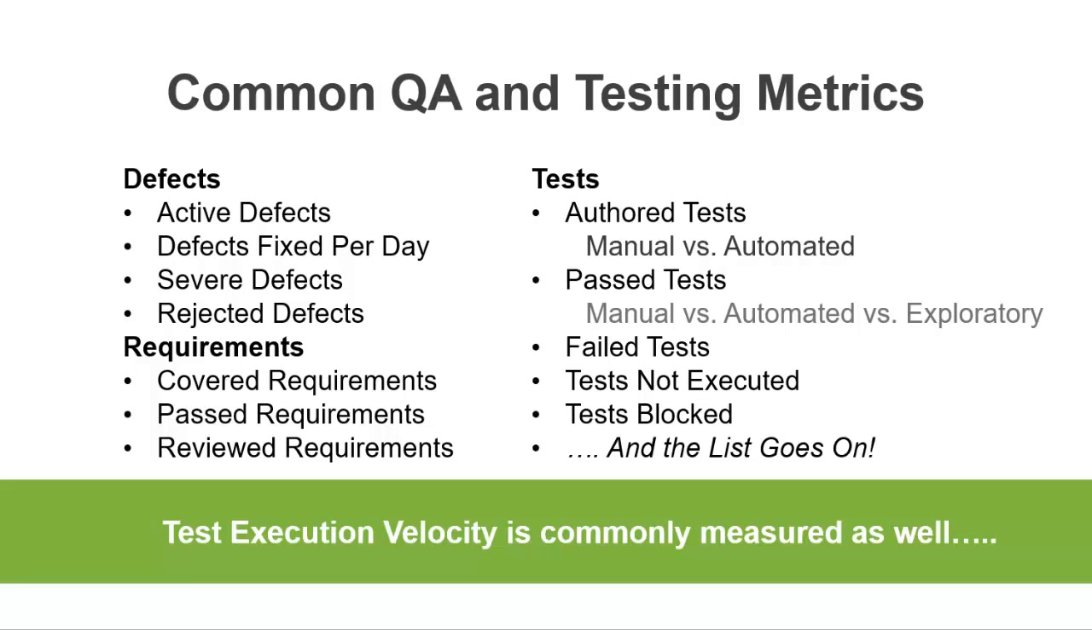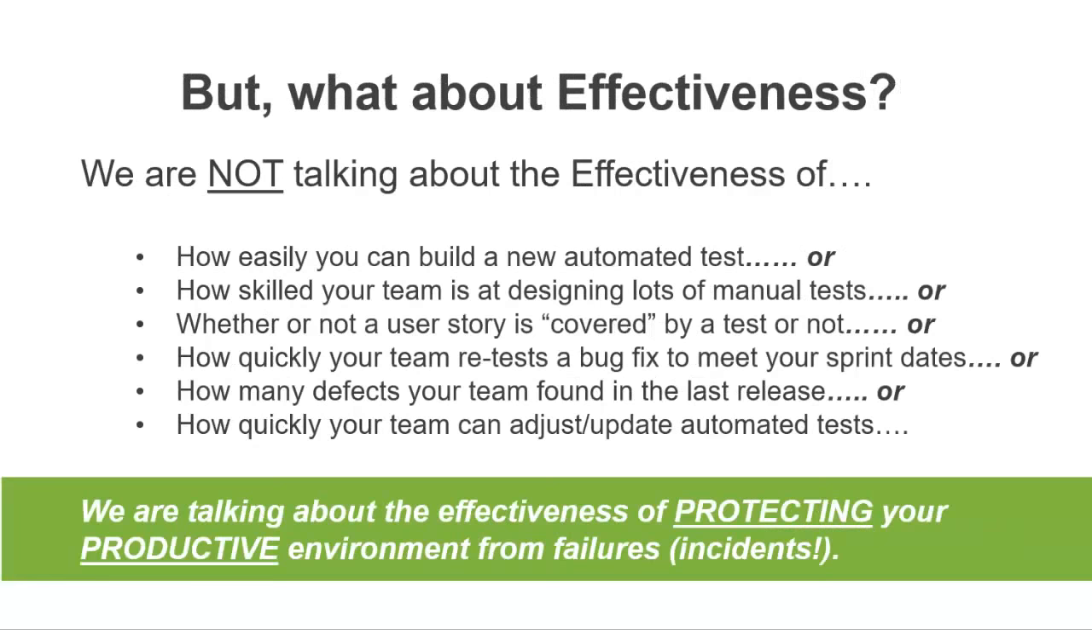Okay, but not only are organizations measuring these common QA and testing metrics, they're also measuring the test execution velocity. So that's another key measure. And in DevOps, speed is paramount, right? The focus is on speed, and there's often that tug of war between speed and quality. But we're going to show you today how focusing on something different may actually reduce that tug of war between speed and quality and allow you to move harmoniously together.